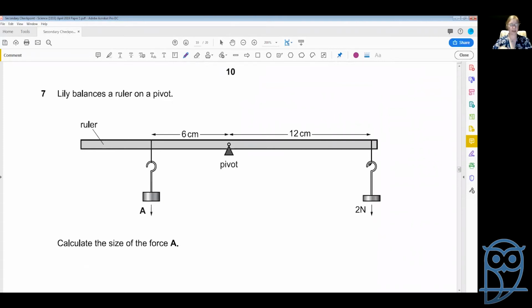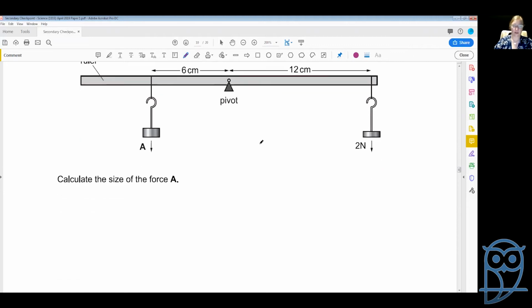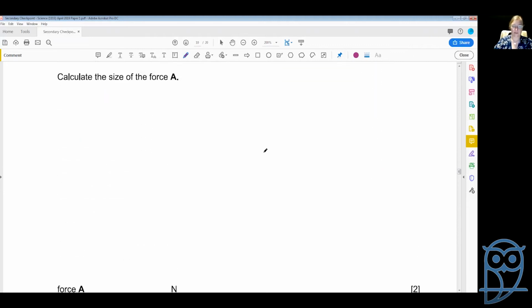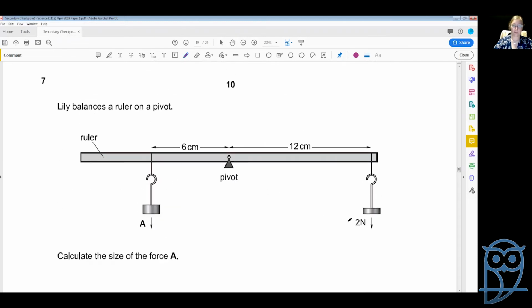So question 7 says that Lily is balancing a ruler on a pivot. And then it says we have to calculate the size of force A. So here is force A. So this has to do with mechanical advantage. I did do a lesson on that.